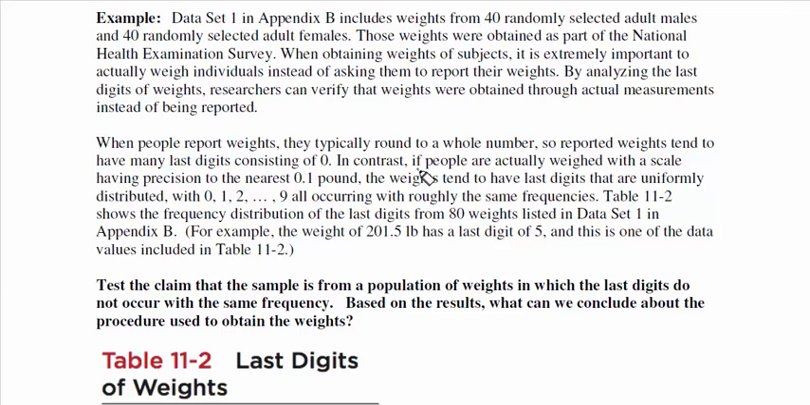So this part right here says if people are actually weighed with a scale having precision to the nearest 0.1 pound, the weights tend to have the last digits that are uniformly distributed, with 0, 1, 2, 3 through 9 all occurring with roughly the same frequencies. So this is the key. And I know that we talked about this, that if people are estimating their weight, it's more likely to end in 0 or 5 because they're rounding their weight. And if they're actually measuring their weights, the digits will be more uniformly distributed.